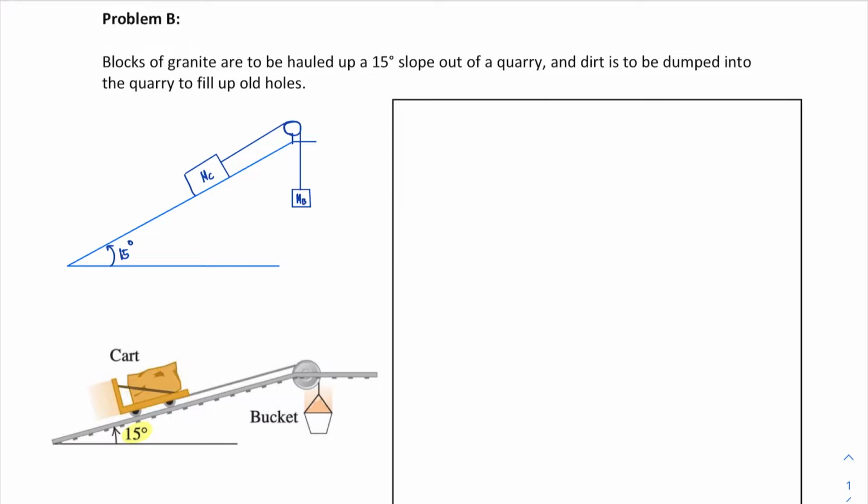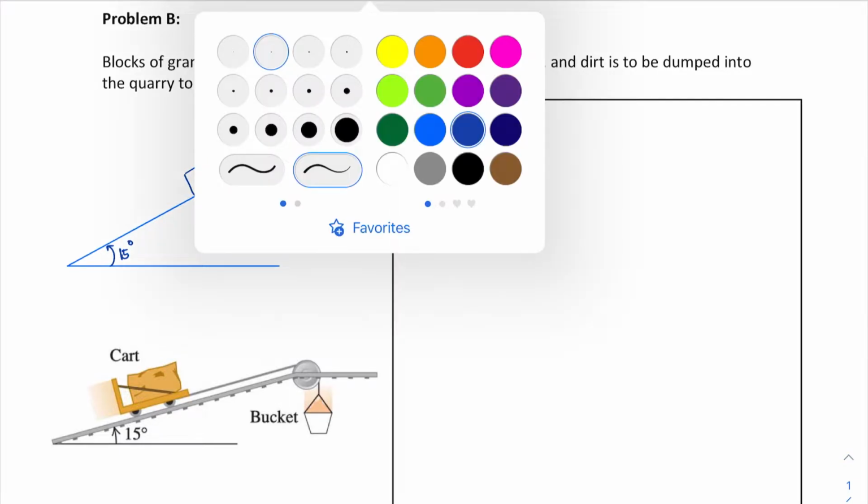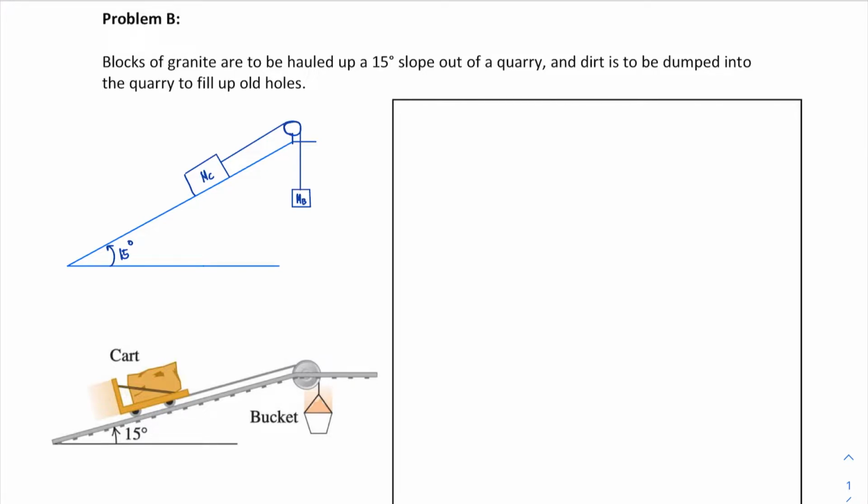Now, the first thing that I would like to ask you is how many free body diagrams do you think we will make out of this? If you are thinking that we need to create two free body diagrams, you are correct. The first free body diagram is for the loaded block of granite on the cart, and the second free body diagram is on the bucket. So let's first deal with the free body diagram for the cart.